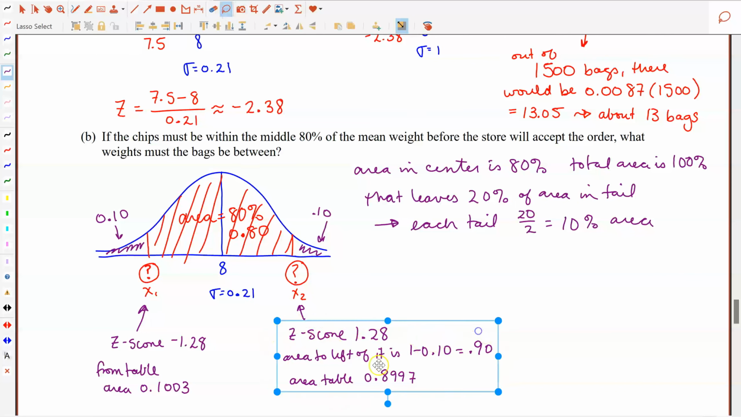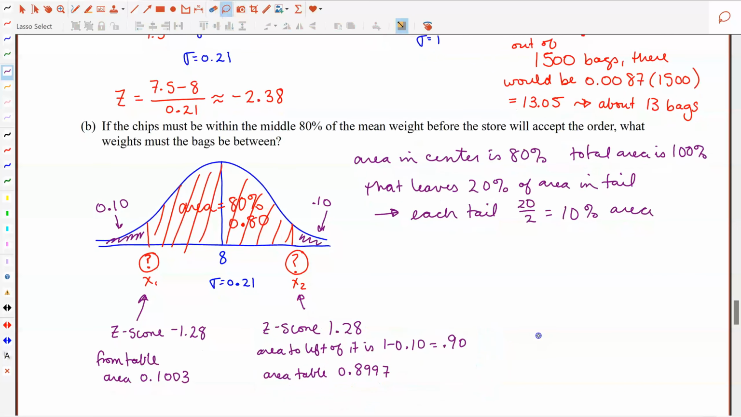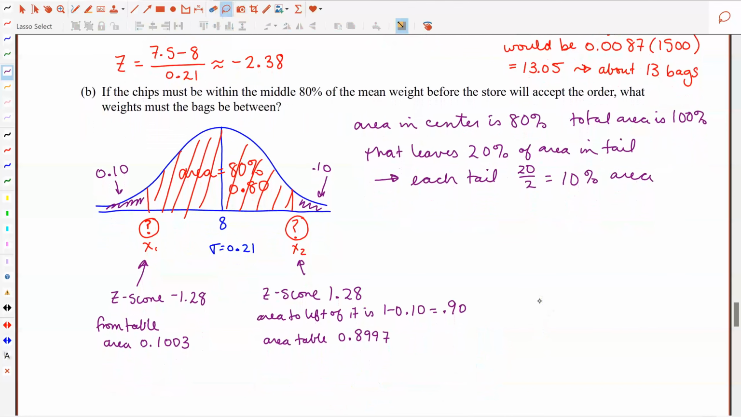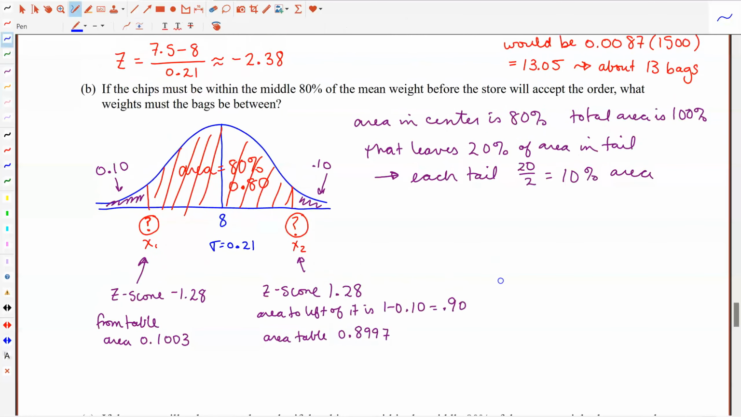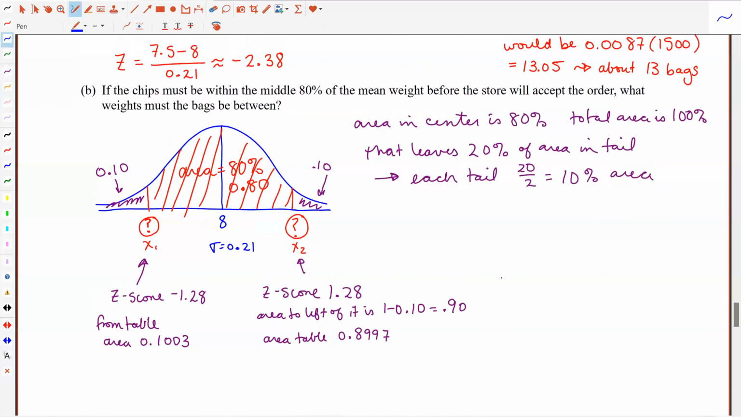Alright, so now I know the z-scores for my data markers, but this problem doesn't want me to report back the z-scores. It wants me to report back the actual data value. So let's go ahead and convert these z-scores to data values. For my x1, remember that the computation is the z-score is your data value minus your mean divided by your standard deviation. So for this value over here to the left, the z-score is negative 1.28. I don't know the data value, so that's unknown. But I do know that my mean is 8, so I'll substitute that in, and the standard deviation is 0.21.